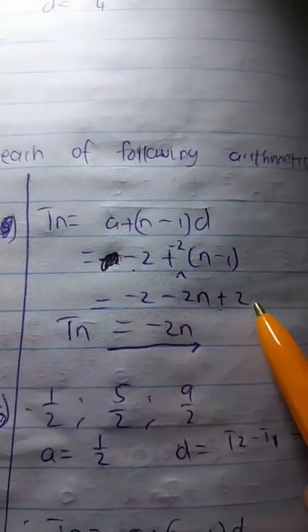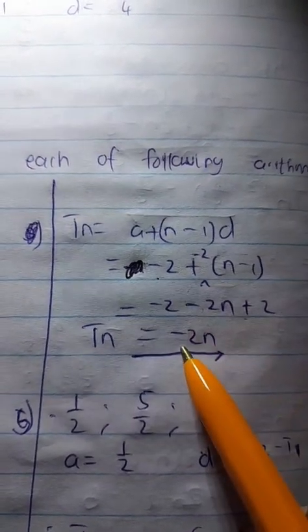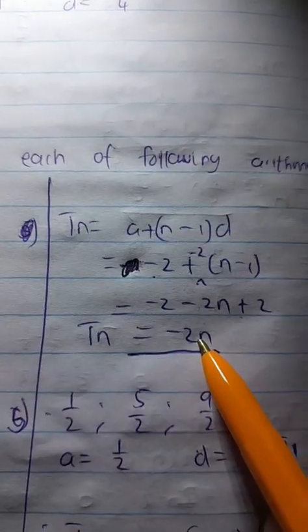Then I add like terms. -2 plus 2 gives me 0. Then -2n, I write that tn as -2n.